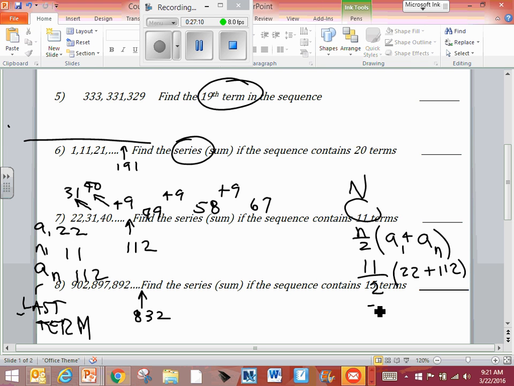All right, somebody spit out some answers. You just punch in 11 over 2... 737. All right, 737. Any of the 737s? No, 737.